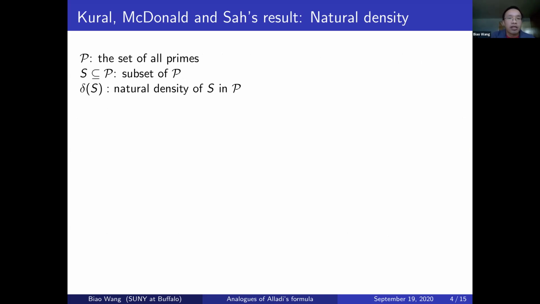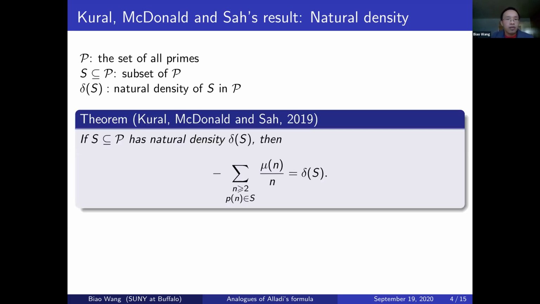So here are some notations. P is the set of all primes, and S is a subset of P. Delta of S is the natural density of S. So they proved that if S has a natural density, then the sum restricted over the integers whose smallest prime factors are in S would be the natural density of S.